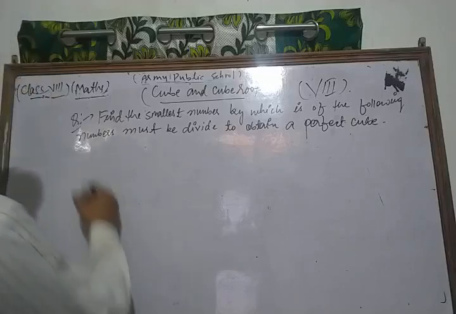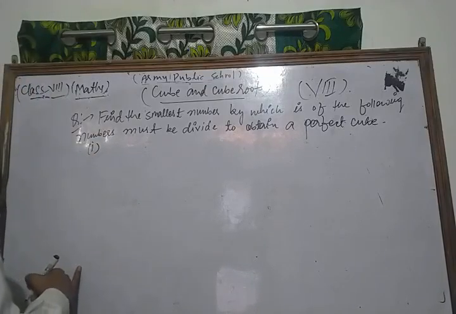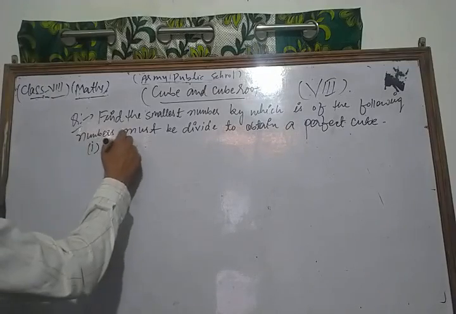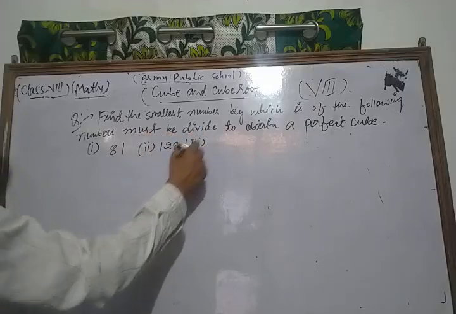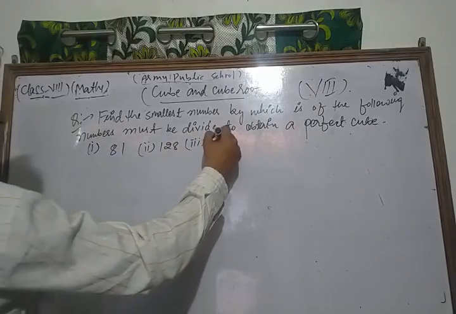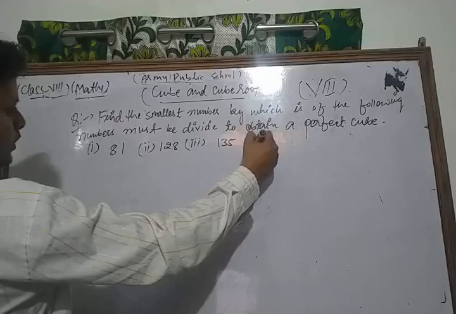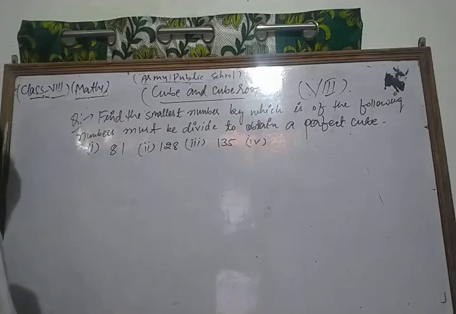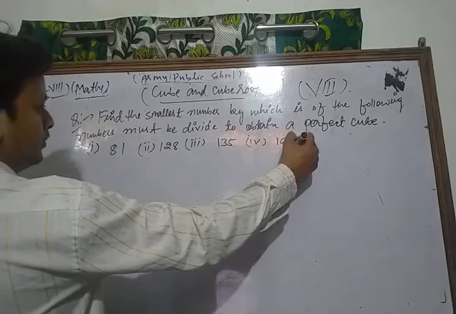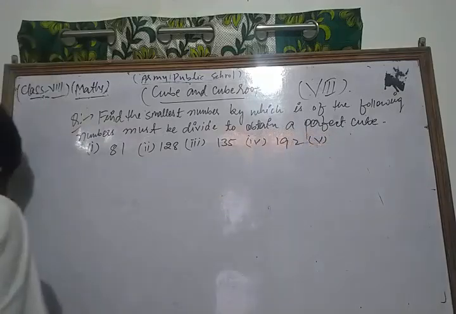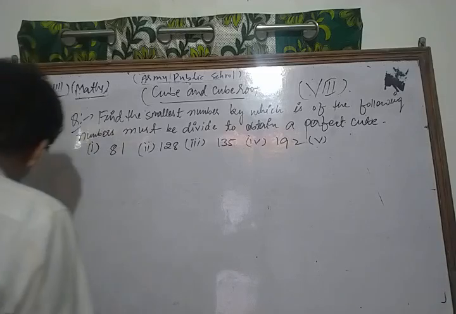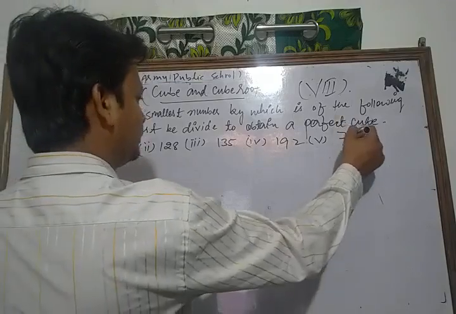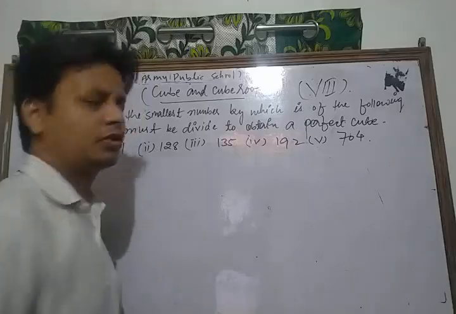Okay. And the first part of the question is what? 81. Second one 128. Third one 135. Next 192. The fifth 704. This is the question here.